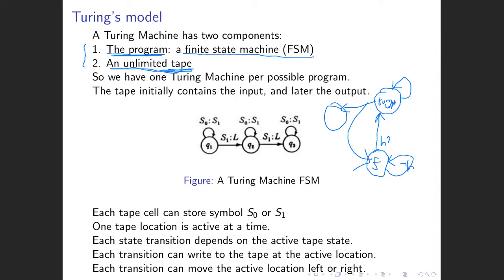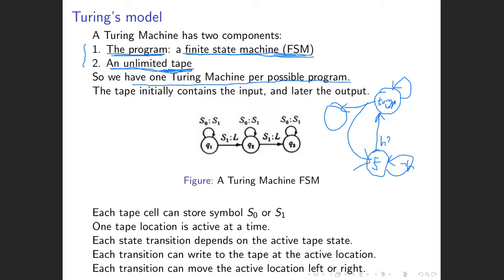Okay, so when we talk about the Turing machine, it's not really correct because Turing machines are a family of machines, and each machine has a different finite state machine, and that is the program. So you're going to create a Turing machine for your program, and the particular FSM in it is the embodiment of your program. One Turing machine per possible program.